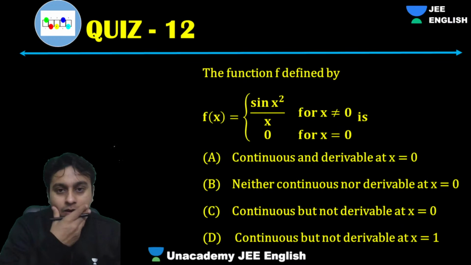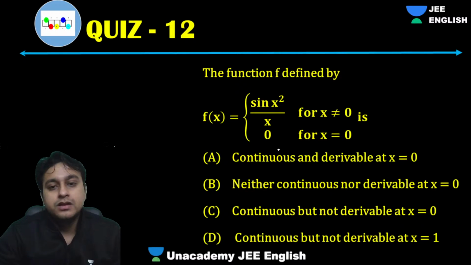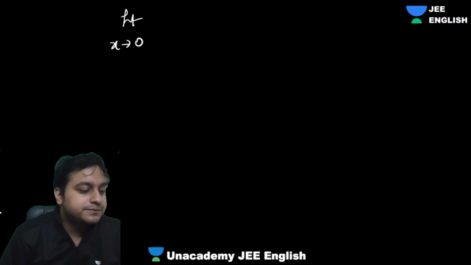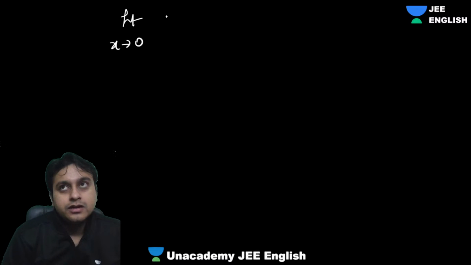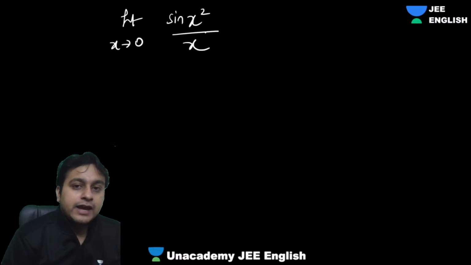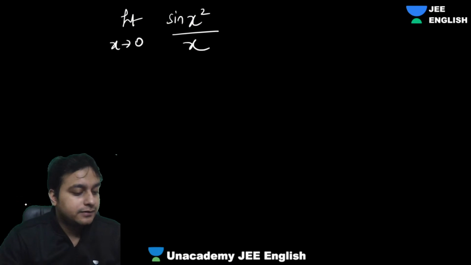See guys, there is no issue, I think, in continuity. There is no issue at all in continuity, right? For continuity, we need to calculate limit x tending to 0. Okay. So we'll have f of x, that is sine x square by x. You have to calculate this and that should come as 0. If it comes as 0, then job done.